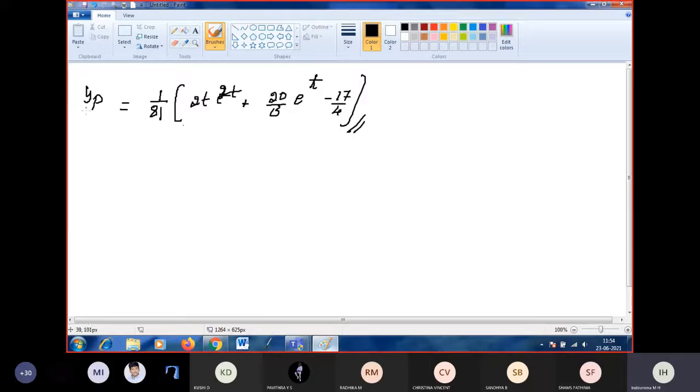Okay. So after finding yp, what should we do? We should substitute in equation 2. Substitute yc and yp in equation 2. Then you resubstitute the values for t and e power t. What you got?